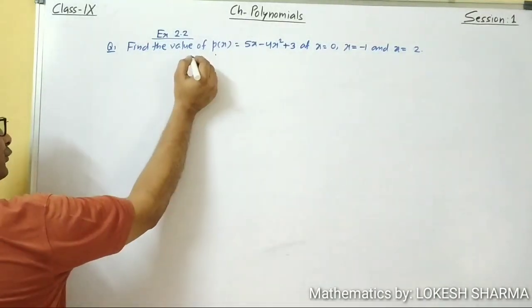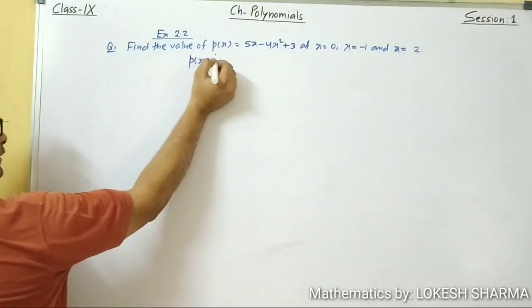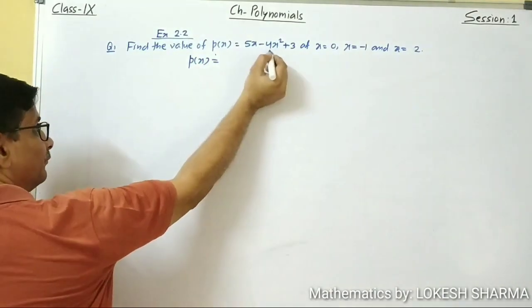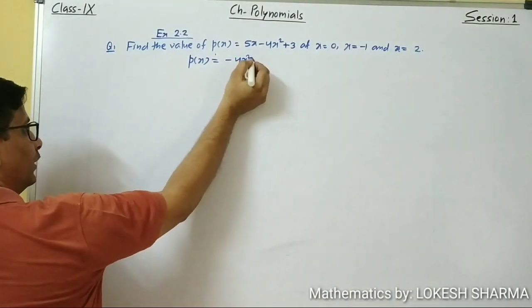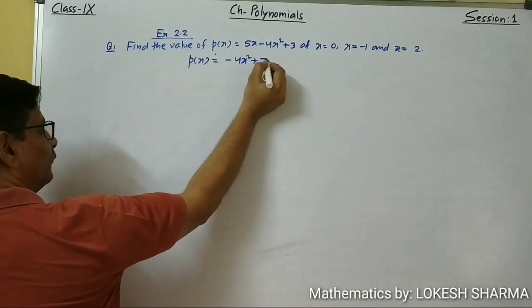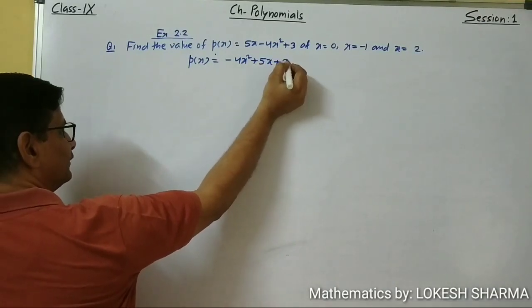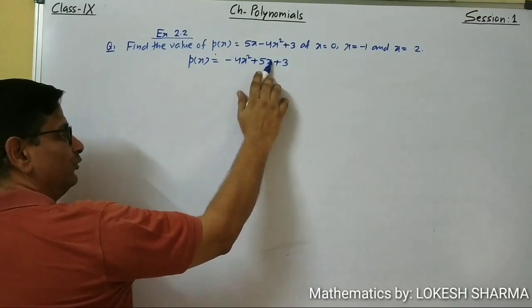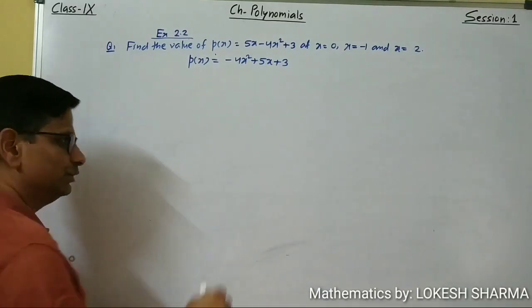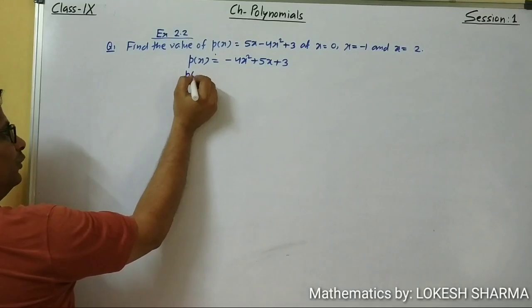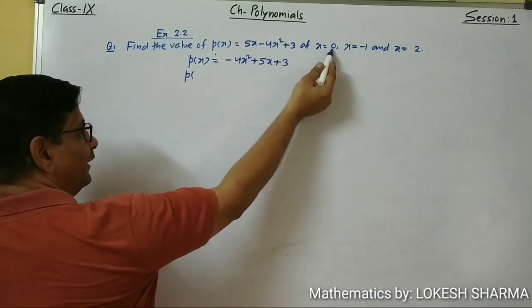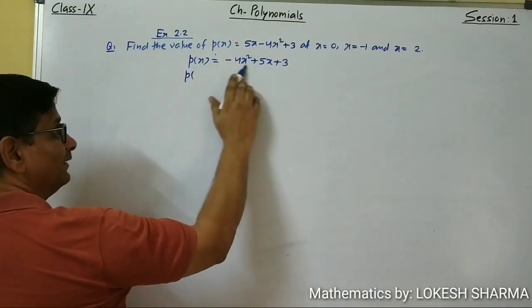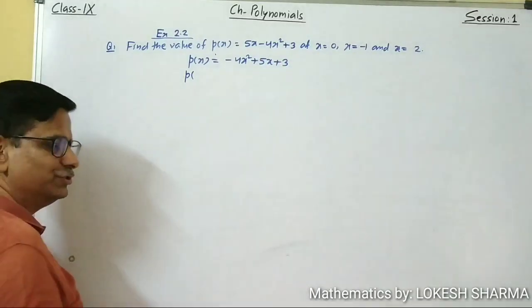Okay. So first of all we will write p(x) is equal to, सबसे पहले ये टर्म लिखेंगे, that is minus 4x square, then this term 5x plus 3. Now this polynomial is in standard form, x to the power 2, then x to the power 1 and then x to the power 0. Now we want to find the value of the polynomial at x equal to 0. इसका मतलब जहां भी x लिखा वहां सब जगह आपको क्या लिखना है, 0 लिखना है.